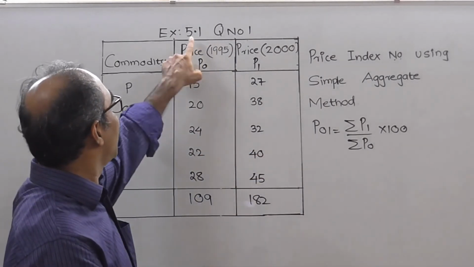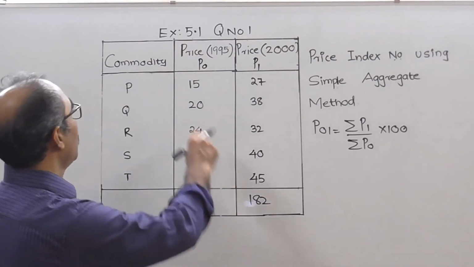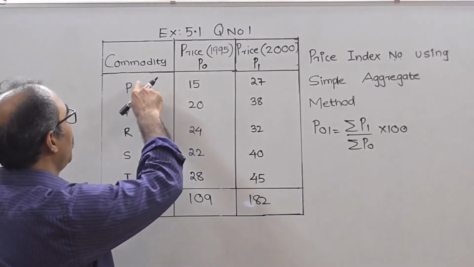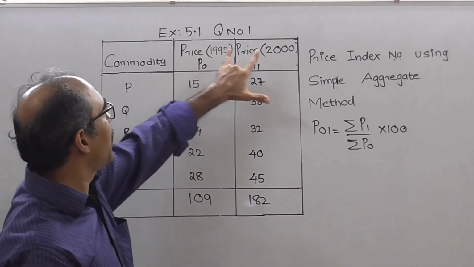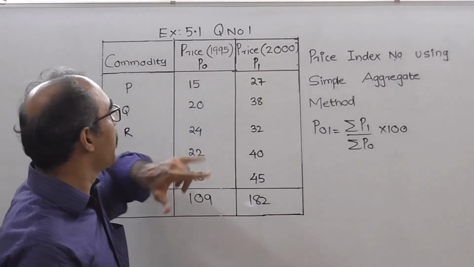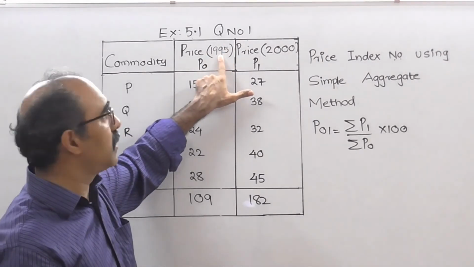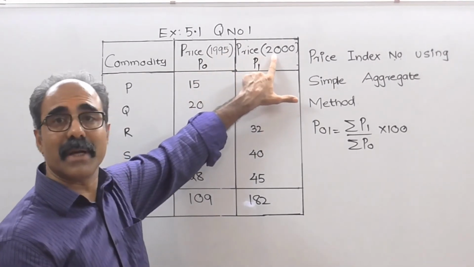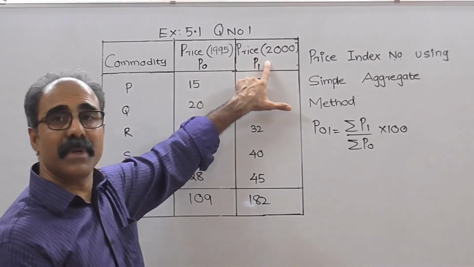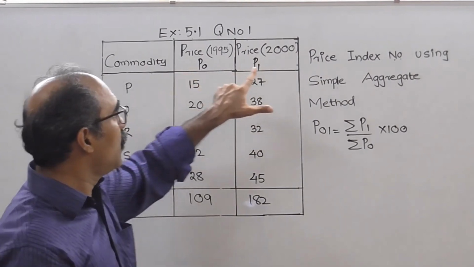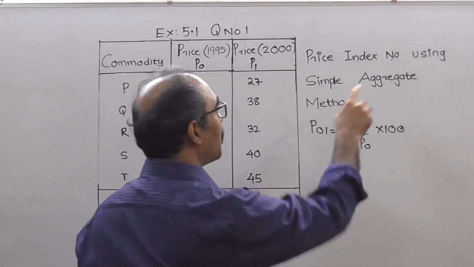We are starting with exercise 5.1, question number 1 on index numbers. You have been given the commodities PQRST, with the prices of 1995 and 2000. 1995 is to be taken as the base year and 2000 as the current year. So P0 will be the base year and P1 the current year. You have to calculate the price index number using the simple aggregate method.